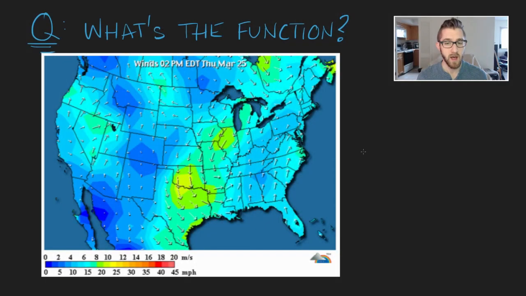So to get started, here's a picture of the continental United States with some arrows drawn on it, and looking at this picture, it might seem like something maybe you've seen before on Weather Channel or something like that. And the game we're playing right now is, what's the function? In other words, there's a function being described by this picture, and what is it? In particular, what are its inputs and outputs?